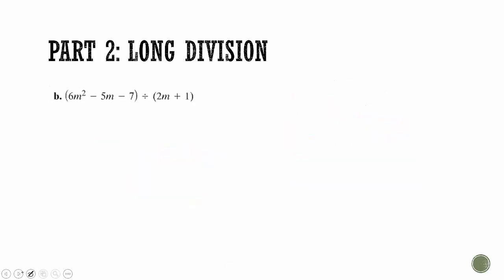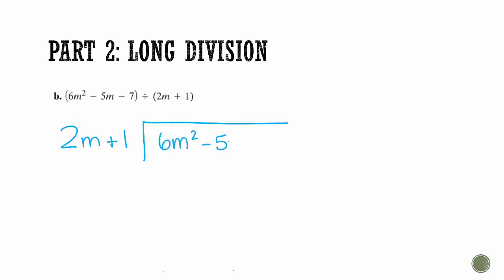So let's do one where we do have a remainder. So you set it up the same way. 2m plus 1 goes on the outside. On the inside is 6m squared minus 5m minus 7. And then you ask yourself, what do you need to multiply 2m by to give you 6m squared? So 2 times 3 will give us 6. And then I already have 1m, but I need 2, so I gotta have another one.